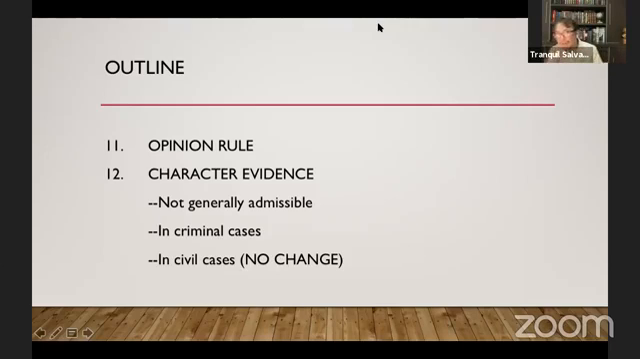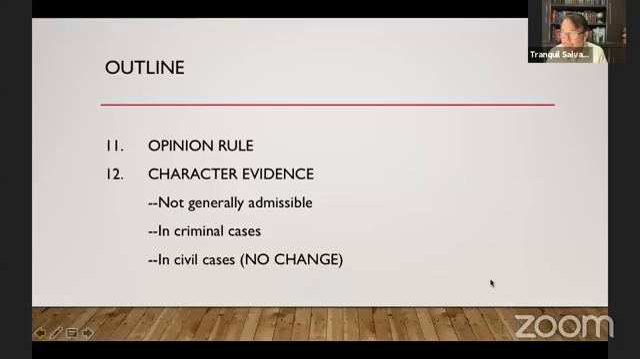But let me just make a side note. Okay, since we are already discussing opinion, let me give a side note. Of course, we said only an expert can give an opinion. But an ordinary witness can give an opinion. An ordinary witness can give an opinion on what? Mental sanity, identity, and handwriting.